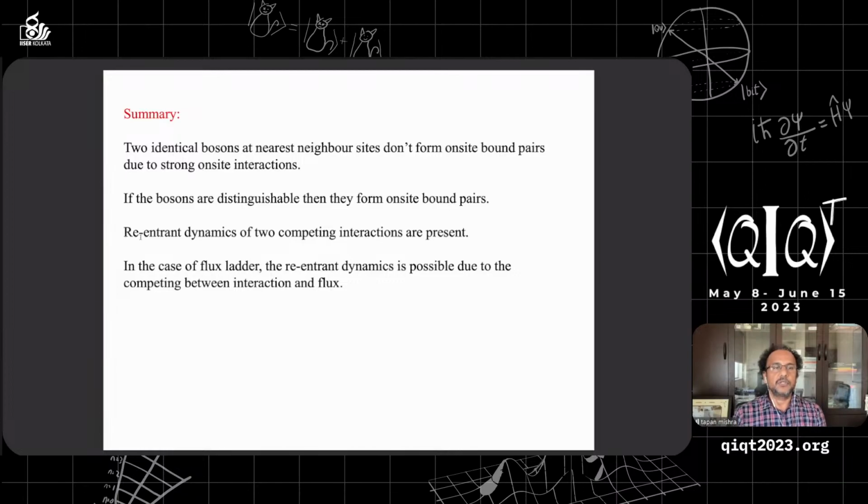And we also showed reentrant dynamics if two competing interactions are present. And in the case of the flux ladder, the reentrant dynamics is possible due to competition between interaction and flux.